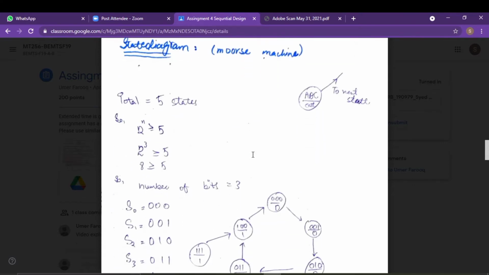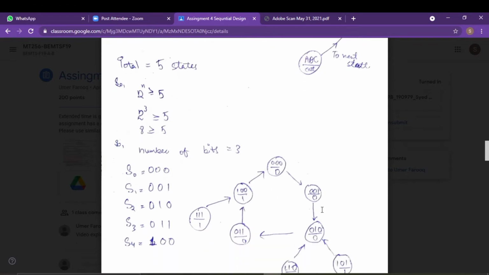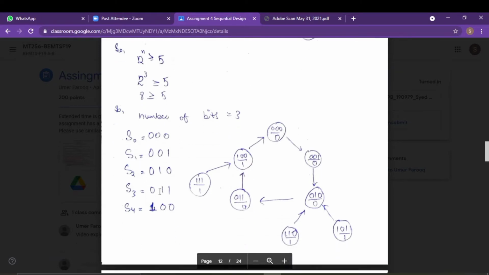After that we can see that the total number of states is 5, meaning that the states completing the entire cycle are 5. So the number that covers 5 is 8, which is 2 to the power of 3. So the total number of state bits will be 3.